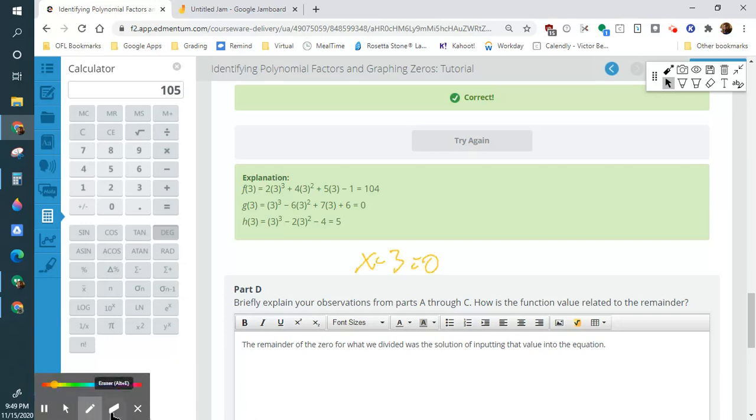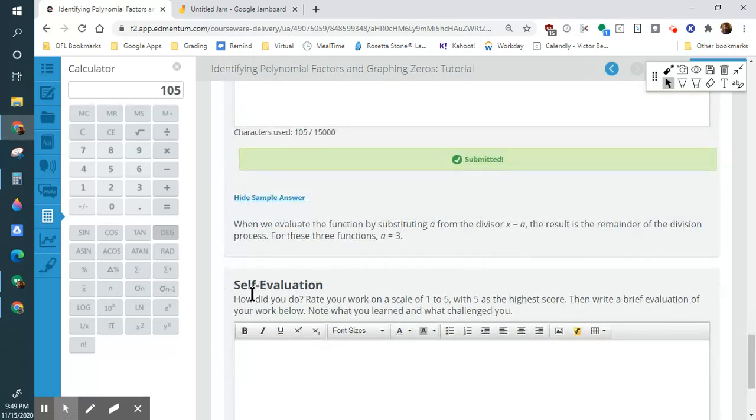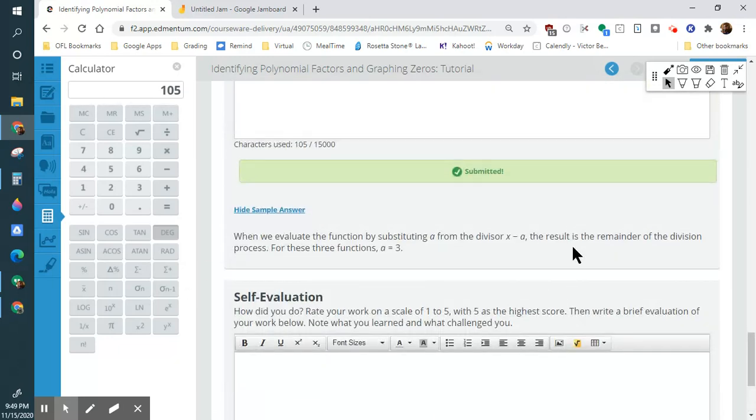You guys can use your own words. You say 3. I'll show you what Edmentum thinks is a good sample answer, but make sure you're using your own words, obviously. We would evaluate the function at 3. So if we're solving for a, you can solve for a by dividing by x minus a. So that's a good way of thinking of remainder theorem. Let's say we want to solve for a, just divide your polynomial by x minus a.